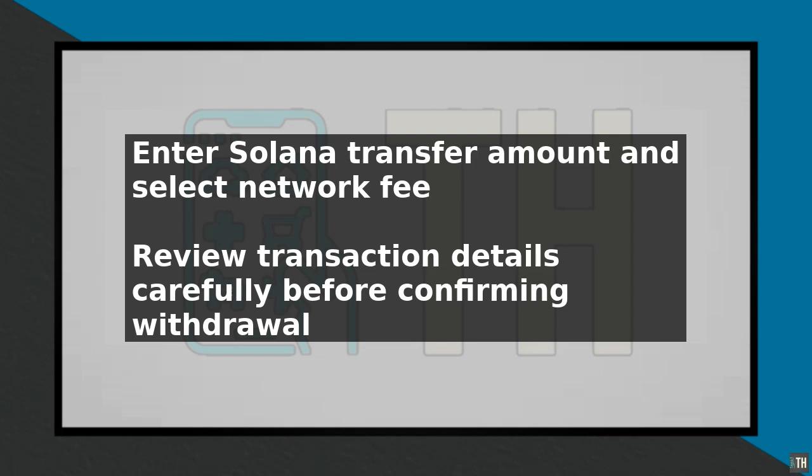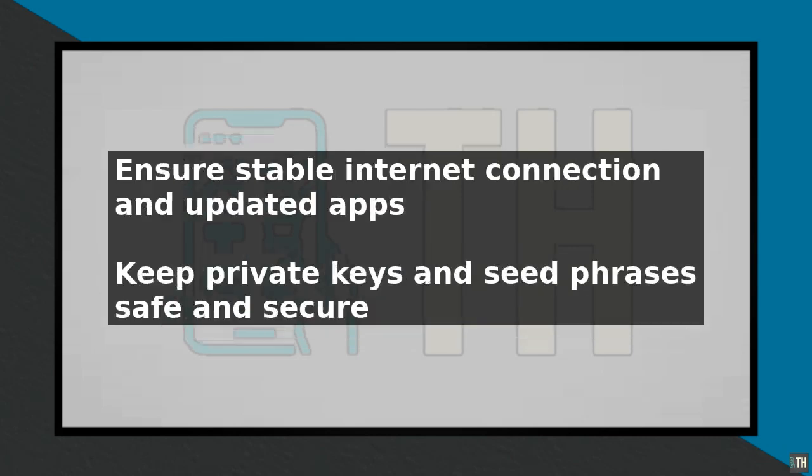To complete the transfer, you need to have a stable internet connection and ensure that both the Crypto.com and Phantom Wallet apps are up to date. It is also crucial to keep your private keys and seed phrases safe and secure to prevent unauthorized access to your wallets. By following these steps, you can successfully transfer Solana from Crypto.com to Phantom Wallet. Always double-check the transaction details and recipient address to avoid any errors or losses.